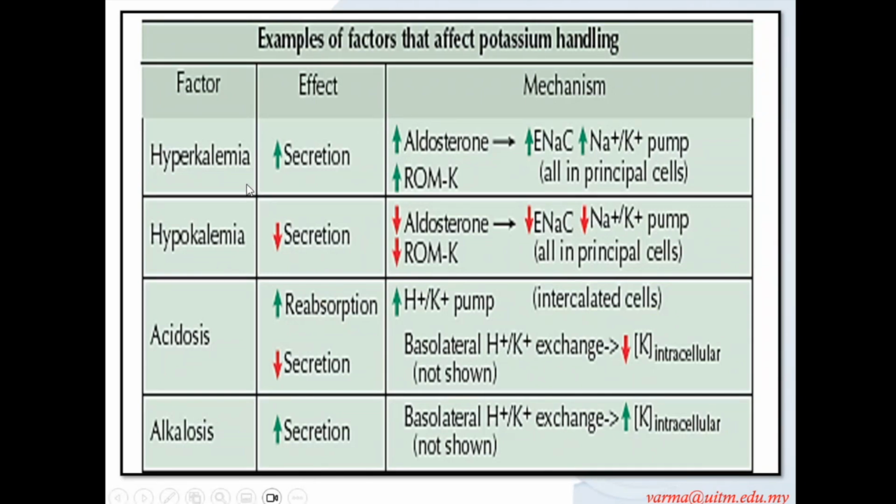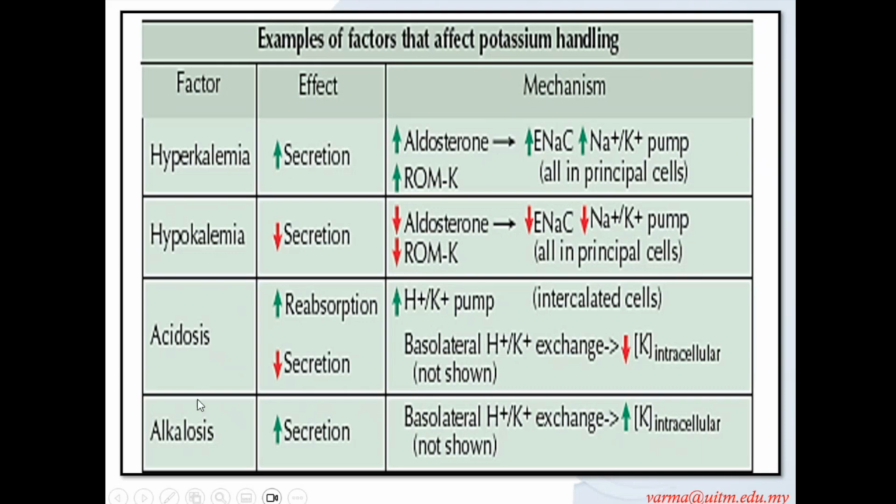What happens in hyperkalemia and hypokalemia? In hyperkalemia, it is a stimulus for your aldosterone secretion to push more potassium out of your body. And in hypokalemia, aldosterone is reduced, so less potassium is excreted. In acidosis, it will cause reabsorption because the type A intercalated cell wants to pump out hydrogen ion. In exchange, they will reabsorb potassium, causing hyperkalemia, an increase in potassium level in your body.